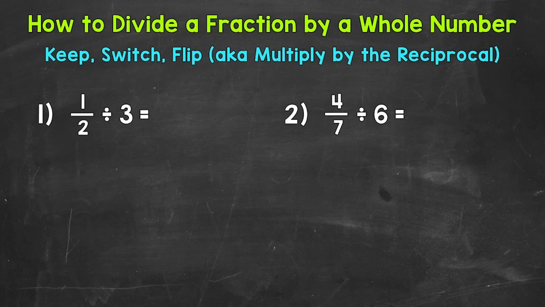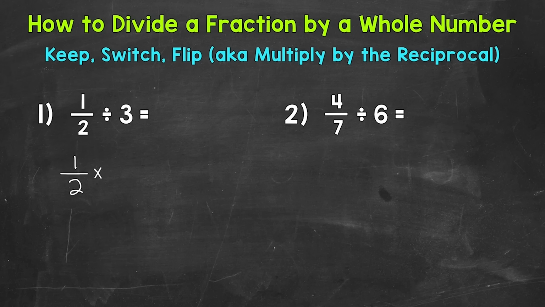So always keep the first fraction or number. So let's rewrite the problem. So 1/2 we are going to keep. Then we switch to the opposite or inverse of division, which is multiplication. And since we switched to multiplication, we need to flip the second number or fraction. In the case of number 1, we have a whole 3 here. So how do we flip this?